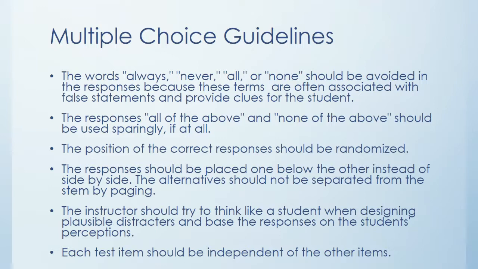The position of the correct responses should be randomized so that you're not having a ton of questions where the answer choice is C or the answer choice is B. And then the responses should be placed one below the other instead of side by side so you don't accidentally misread one. And then the alternatives should not be separated from the stem by paging.